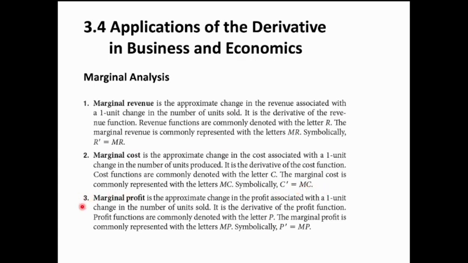The last item is marginal profit. And so marginal profit is going to measure the approximate profit change per unit sold. And so it's the derivative of the profit function. And then here is the symbolic representation. We would have P prime because it's the derivative of the profit, or MP for marginal profit.